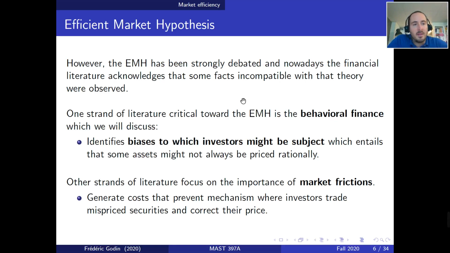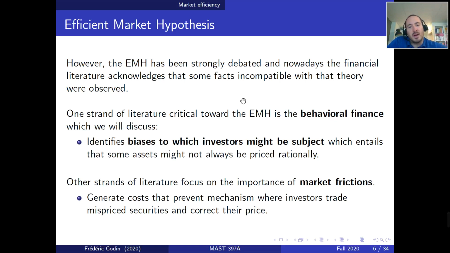But since then, the efficient market hypothesis has been strongly debated, and nowadays the scientific literature acknowledges that some facts that were observed are incompatible with the efficient market hypothesis. Although initially people had very high confidence in the efficient market hypothesis, as time went by, people have questioned it, and eventually it became less consensual, and people have identified shortfalls or pitfalls associated with this assumption.